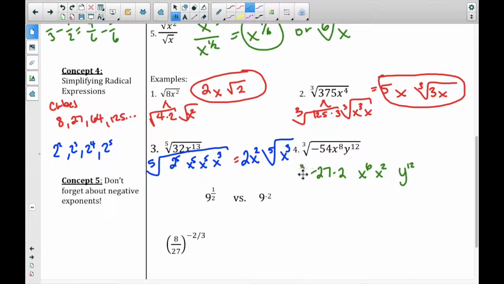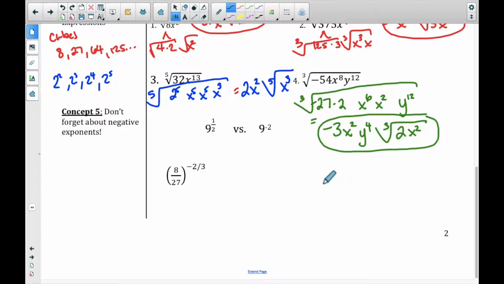And I'm taking the third root of all of this. The third root of negative 27 is negative 3. And I have 2 groups of 3 here. And I have 4 groups of 3 here. And I'm talking about the cube root. So my leftover things that didn't come out were this 2 and x squared.